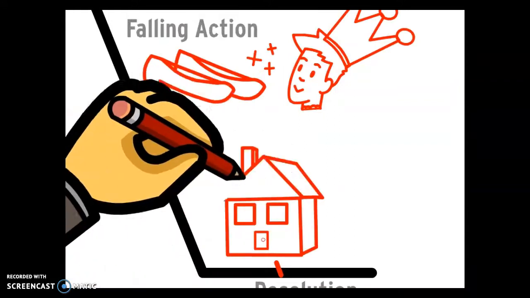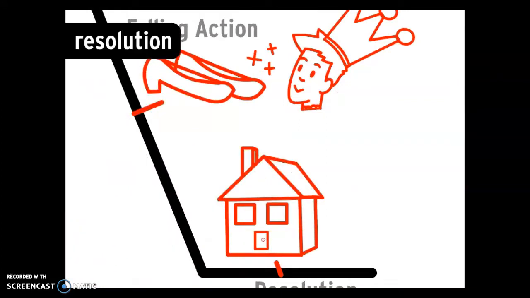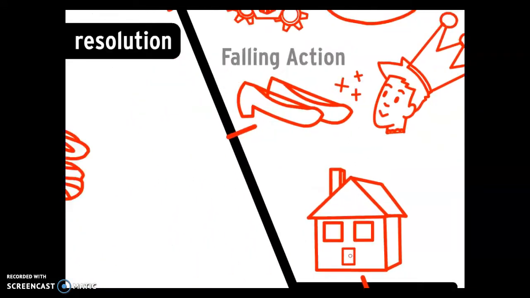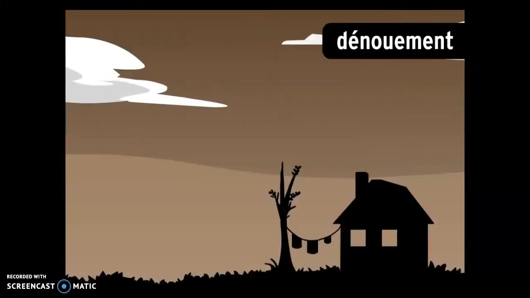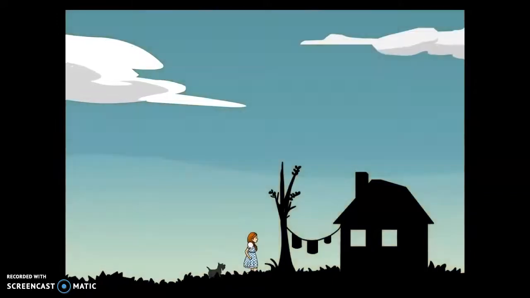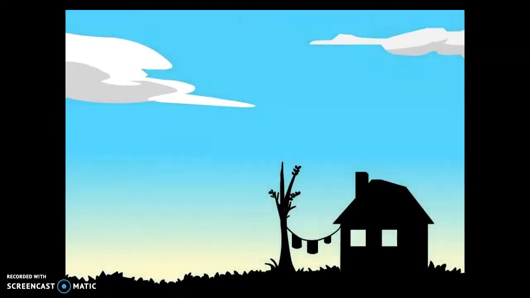Anyway, the last part of the pyramid is the resolution, the plot's final wrap-up. It's also called the denouement. The conflict is solved and the reader feels closure. Dorothy returns to Kansas safe and sound, realizing there's no place like home.